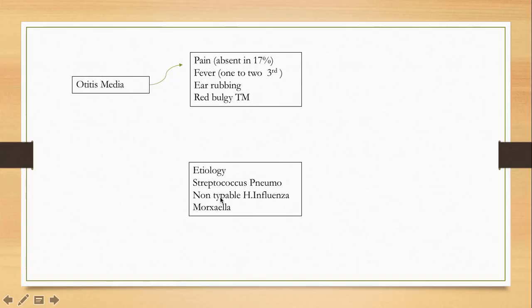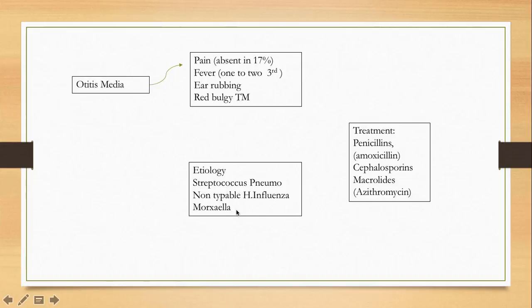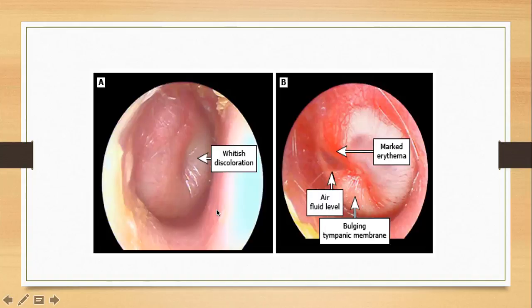Etiology: again, you can see there is a pattern here. They have Streptococcus pneumo, again the same big bacteria, non-typable H. influenza and Moraxella. And the treatment is going to be, again, very similar. Penicillins covering everything, then cephalosporins possibly covering most of these bacteria, and then macrolides are specifically good for Moraxella infection. So this is a slide showing otitis media. You can see that the patient has a very red bulgy tympanic membrane and air fluid level, and that's how we know it is otitis media.